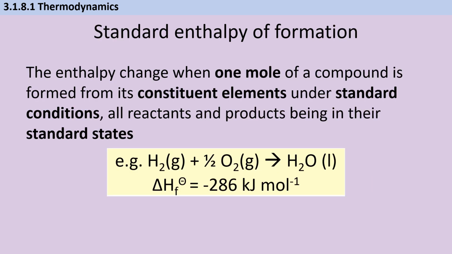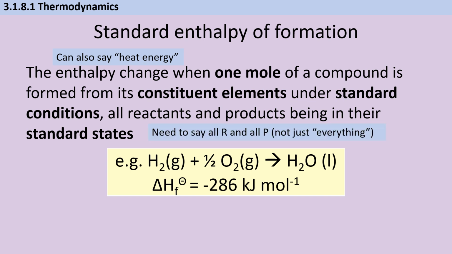We start with two definitions that you learned in Year 12, but that are still necessary here. Standard enthalpy of formation is the enthalpy change or heat energy change at constant pressure when 1 mole of a compound is made out of its constituent elements. Those are just the elements that are included in that compound, under standard conditions, so 100 kilopascals and 298 Kelvin, with all reactants and products being in their standard states. Remember, you need to say all reactants and all products, not just everything.